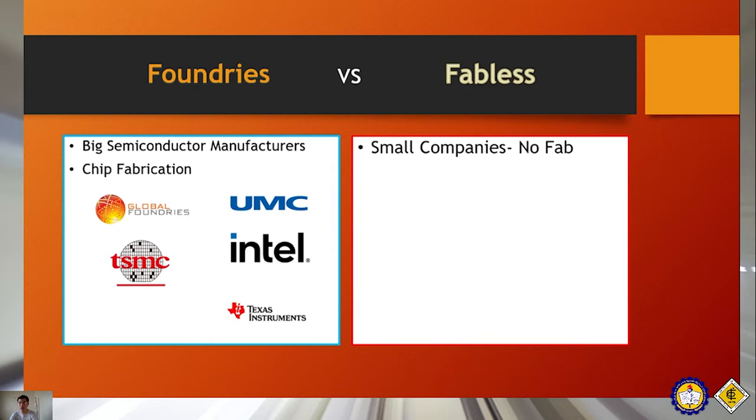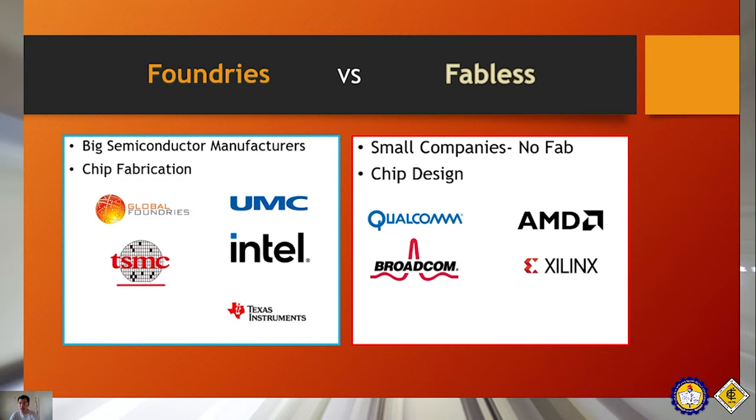Next is the fabless. These are small companies without a fab, responsible only for chip designing. Examples are Qualcomm, AMD, Broadcom, Xilinx, and the famous NVIDIA.